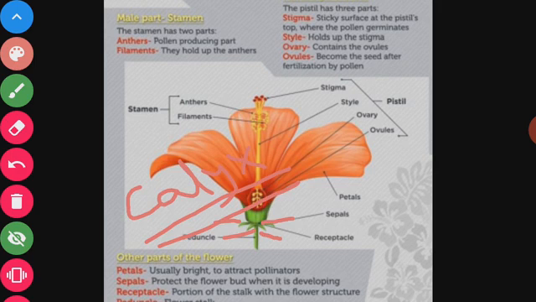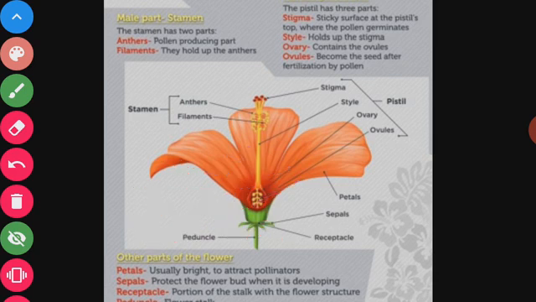What are the functions of the sepals? The function of sepals is to protect the flower in its initial stage, when it is in the form of a bud. That is the function of the sepal.